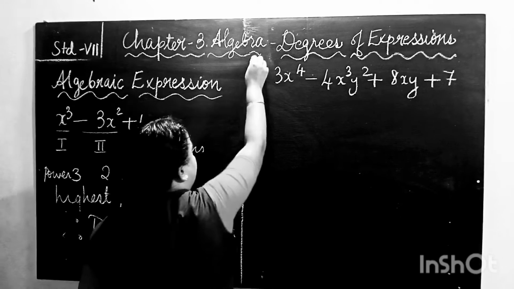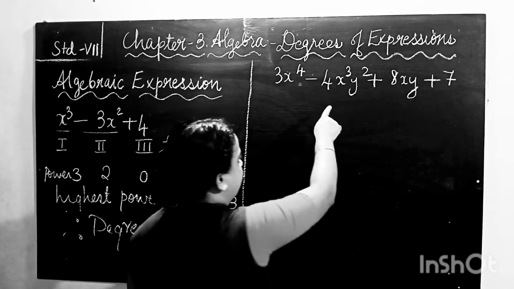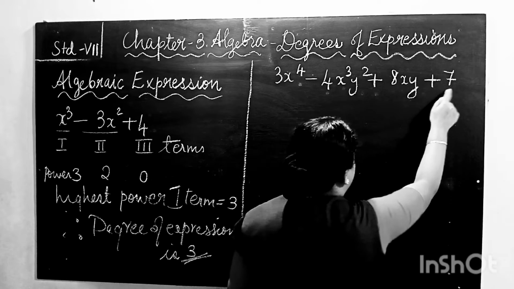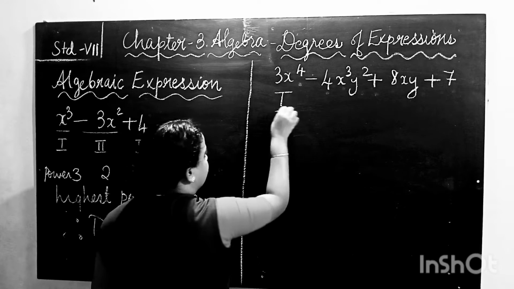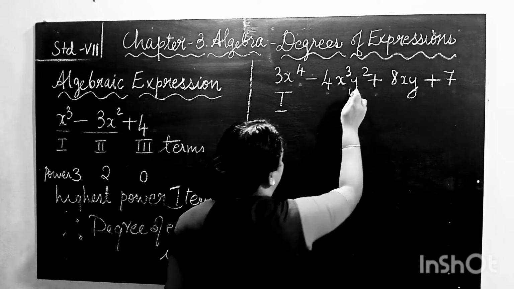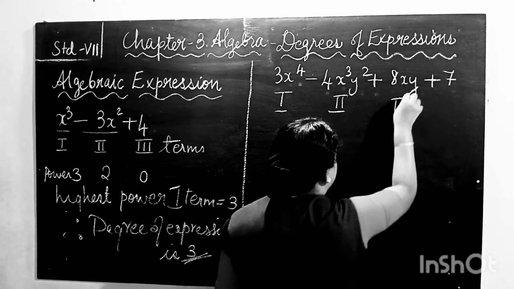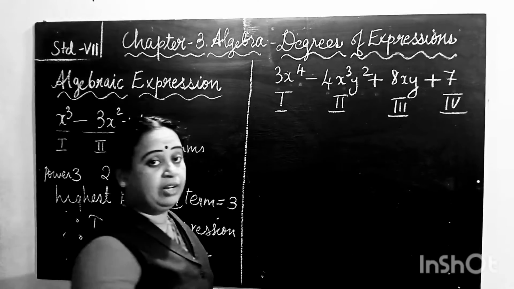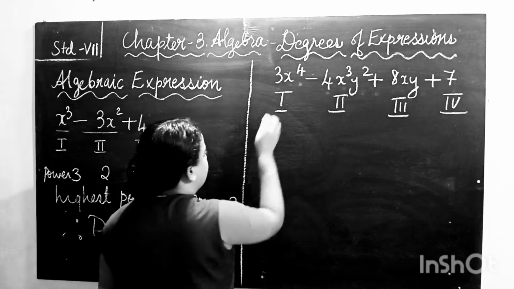Now let us look into another example. The algebraic expression is 3x to the power 4 minus 4x cubed y squared plus 8xy plus 7. Fine. The first term is 3x to the power 4, minus 4x cubed y squared is the second term, 8xy is the third term, and 7 is the fourth term. So likewise, 4 terms are there in this expression. Now let us look into the powers.